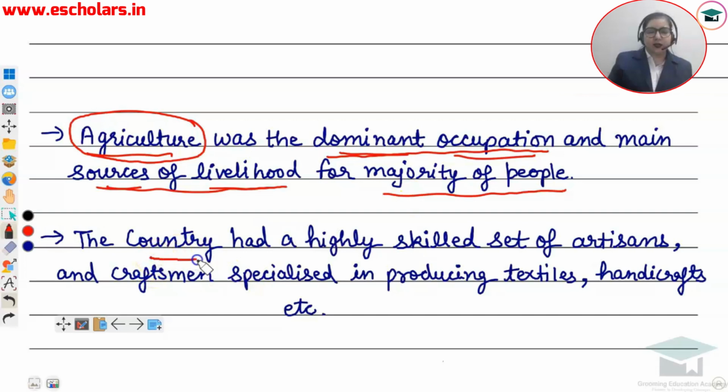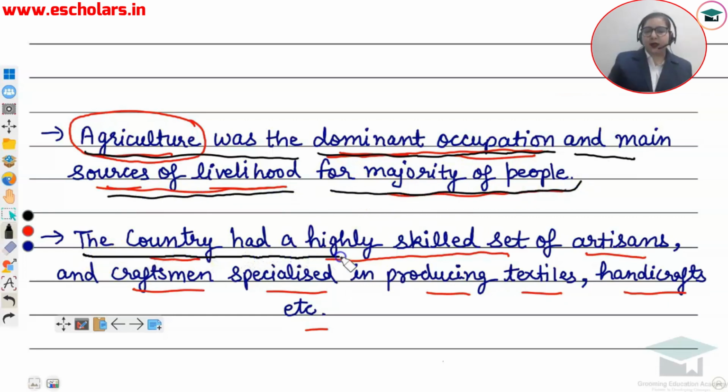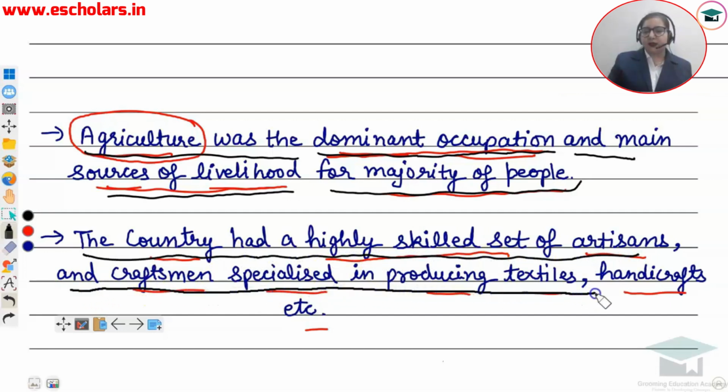Further students, the country had a highly skilled set of artisans and craftsmen who were specialized in producing textiles, handicrafts, etc. So let's recall it till now. Agriculture was the dominant occupation and main source of livelihood for the majority of people. The country had a highly skilled set of artisans and craftsmen specialized in producing textiles, handicrafts, etc.